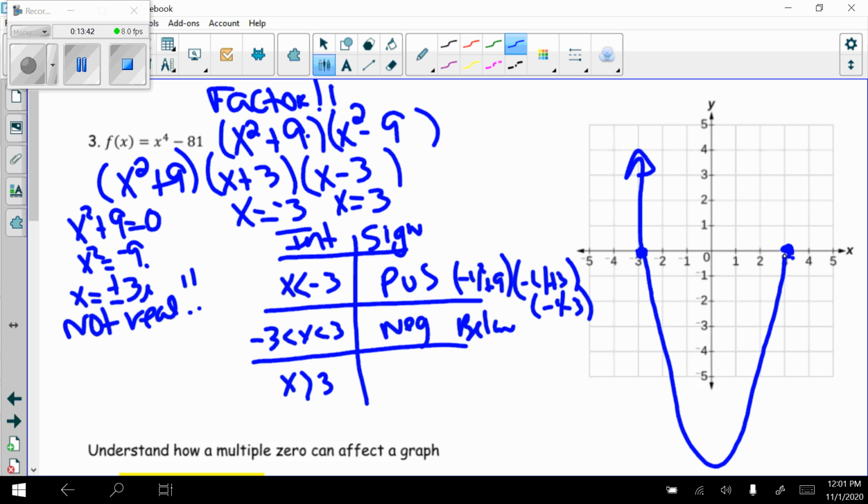Pick a number greater than 3. So if I plug in 4, 4 squared plus 9, 4 plus 3, 4 minus 3. I see all of that is going to give me a positive number above the x-axis. So this would be a very rough sketch of what this graph would look like, x to the fourth minus 81.